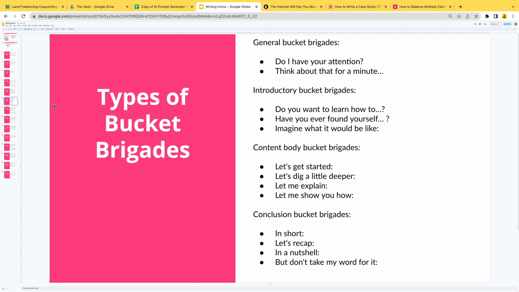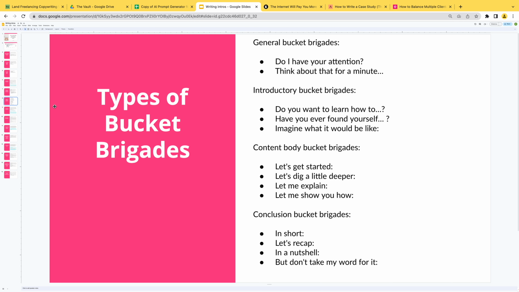So types of bucket brigades, here we have general ones. Do I have your attention? You can write, think about that for a minute. Personally, I don't write those types of bucket brigades, but you can if you want, like in a Medium post. Some ones for your introductions: Do you want to learn how to? Have you ever found yourself? Imagine what it would be like. So some of that could even be for sales page writing. A lot of this, imagine what it would be like to make that first $1,000 as a freelance writer. I can have that as a bucket brigade in my sales page.